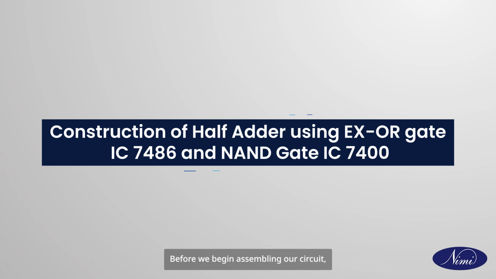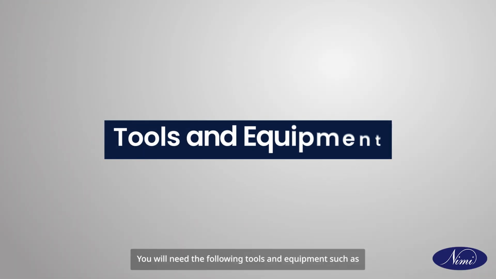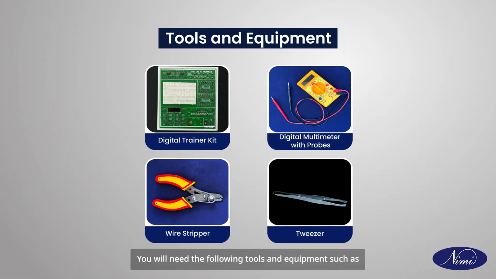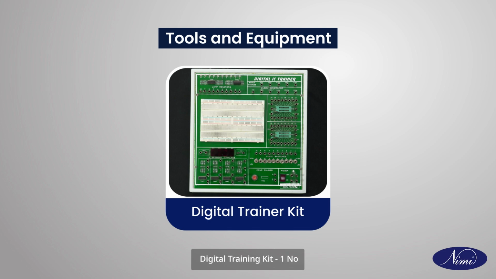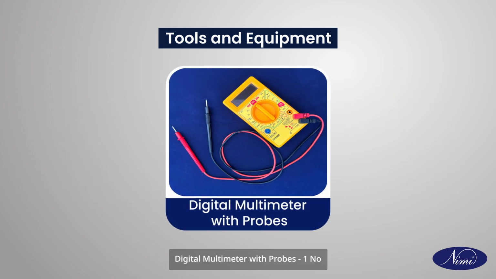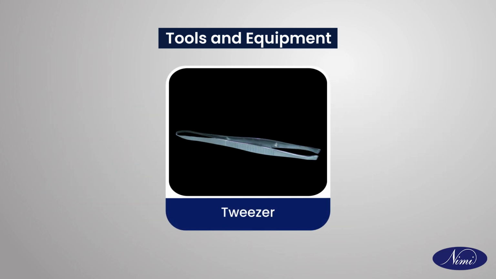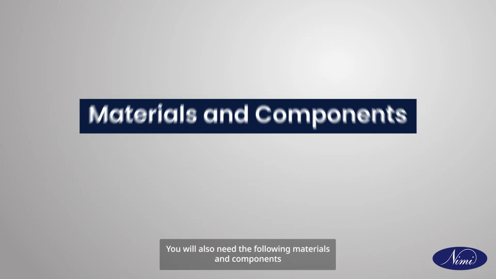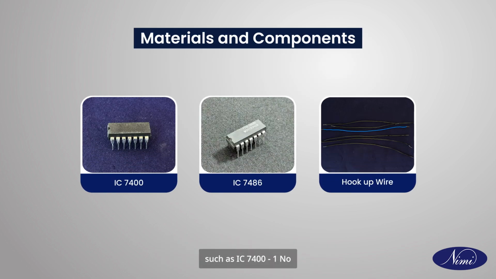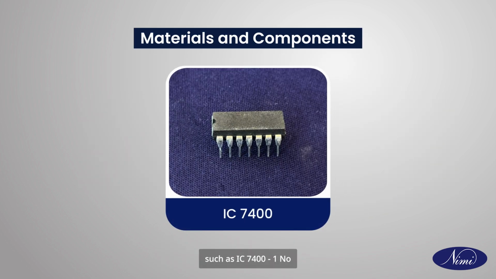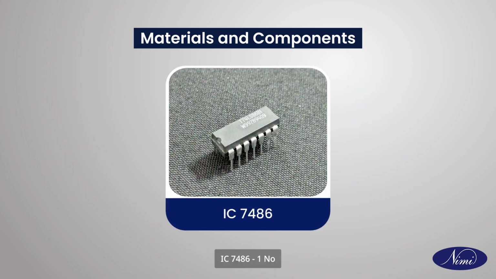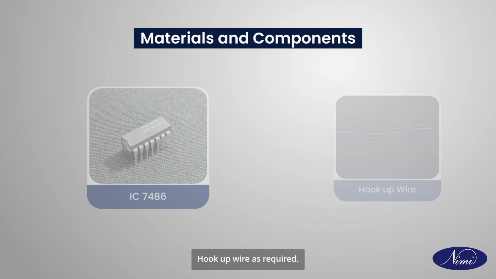Before we begin assembling our circuit, let's ensure we have all the necessary tools and materials at hand. You will need the following tools and equipment such as digital trainer kit 1 number, digital multimeter with probes 1 number, wire stripper 1 number, and tweezer 1 number. You will also need the following materials and components such as IC 7400 1 number, IC 7486 1 number, hookup wire as required.